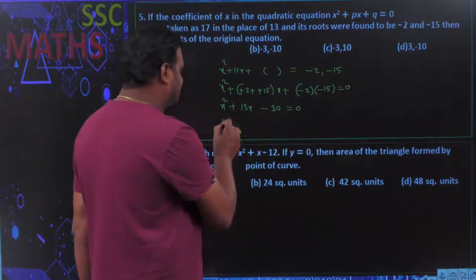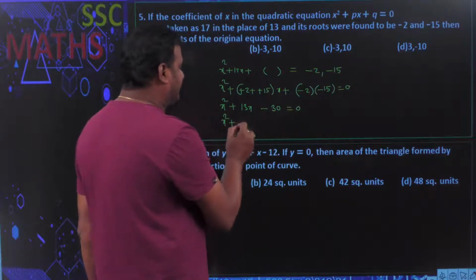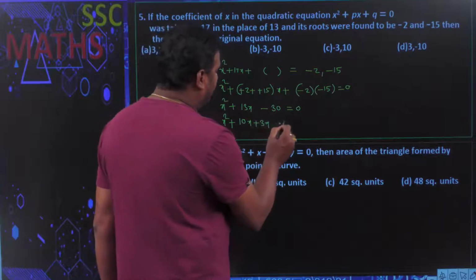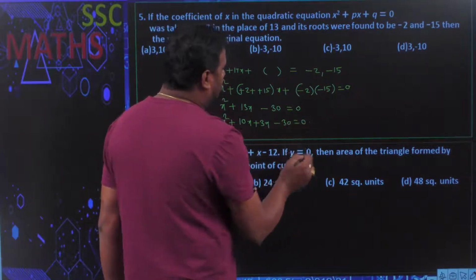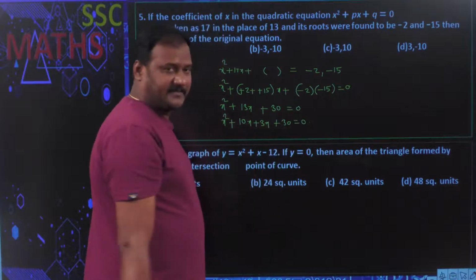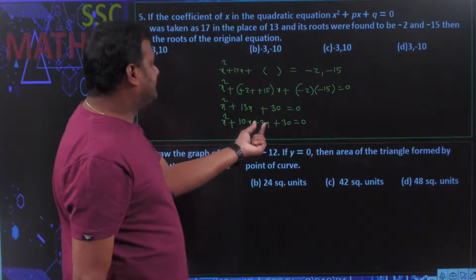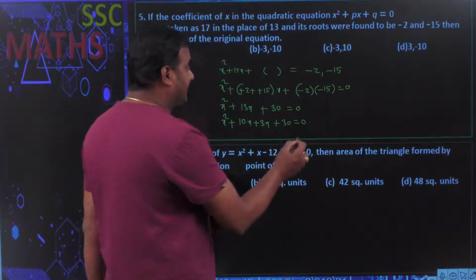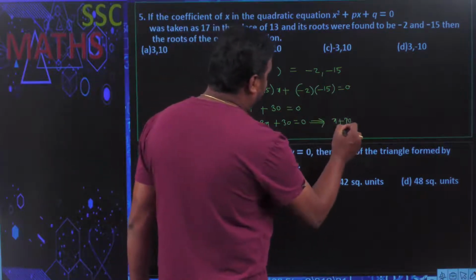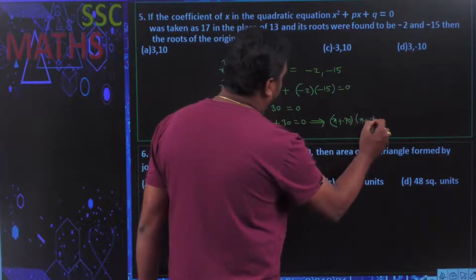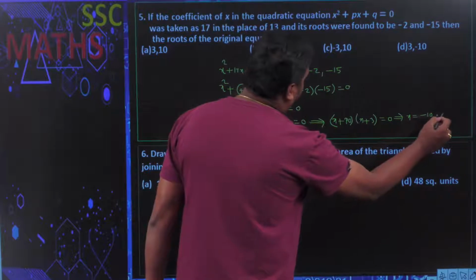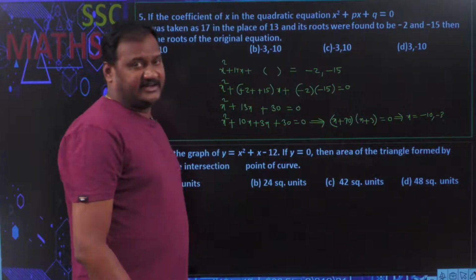If you observe, x square plus 10 3s are 30, plus 10x minus 3x or plus 3x minus 30 is equal to 0. Since both of them are positive, it would be positive. Right? So x square plus 10x plus 3x plus 30 is equal to 0. Then what are the roots of this equation? x plus 10 into x plus 3 is equal to 0. Therefore, the values of x are minus 10 comma minus 3. They are the values of x.